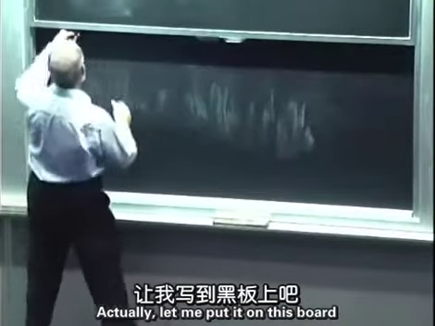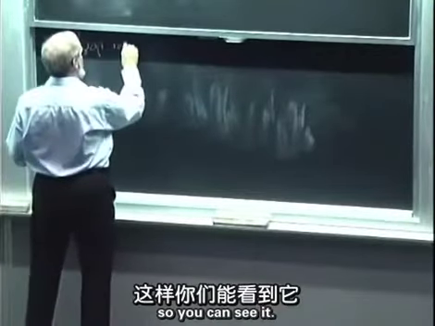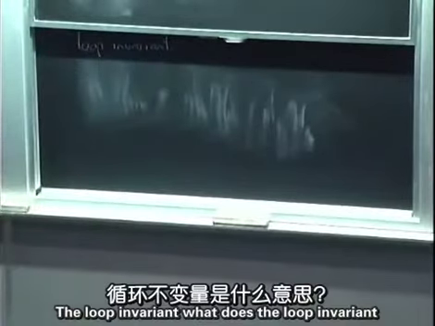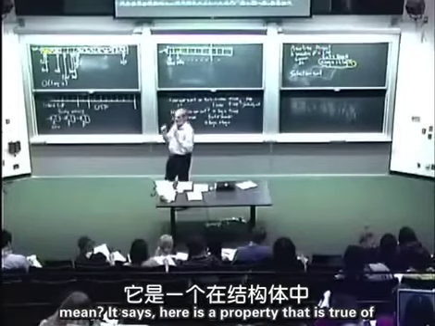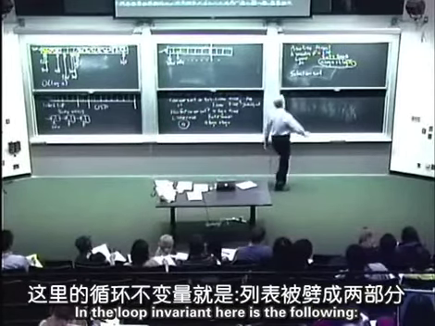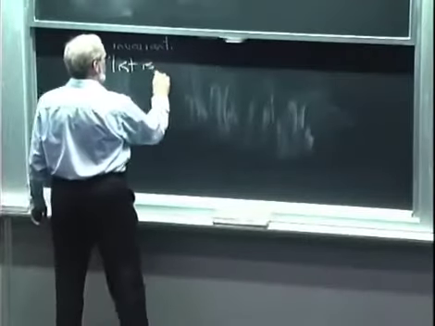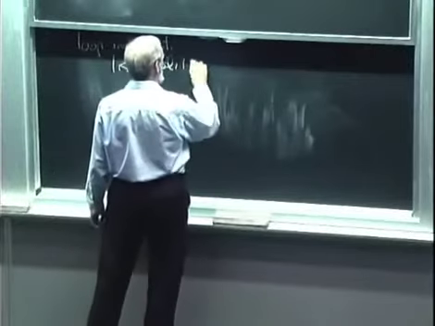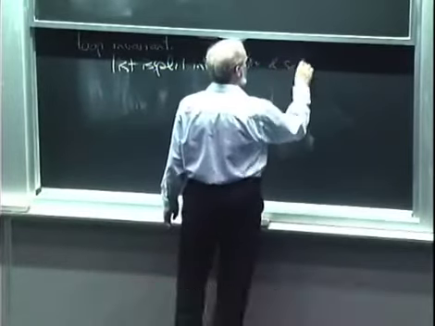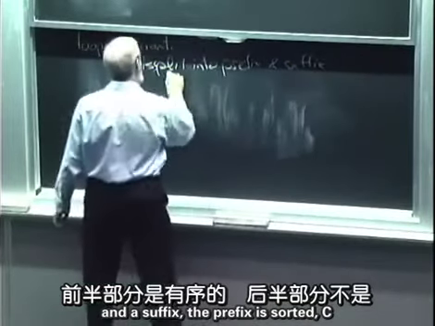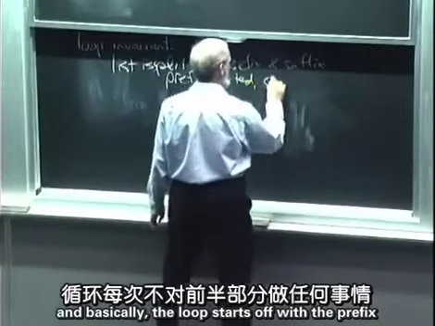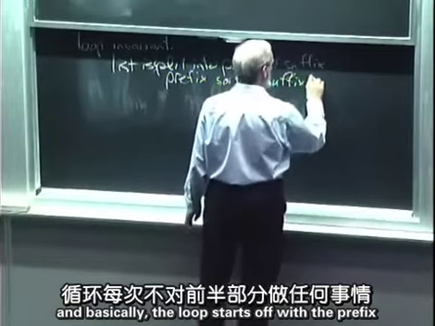Actually, let me put it on this board so you can see it. The loop invariant, what does a loop invariant mean? It says, here is a property that is true of this structure every time through the loop. And the loop invariant here is the following. The list is split into a prefix, or a first part, and a suffix. The prefix is sorted. The suffix is not.